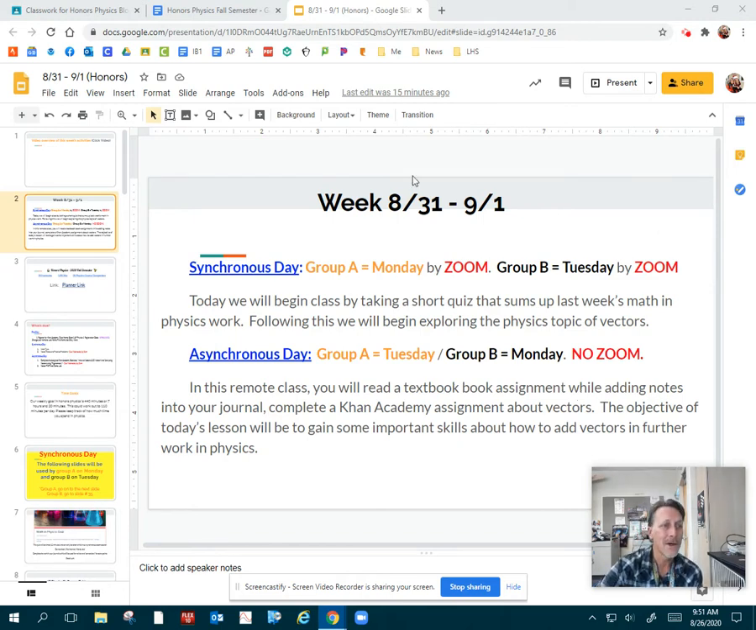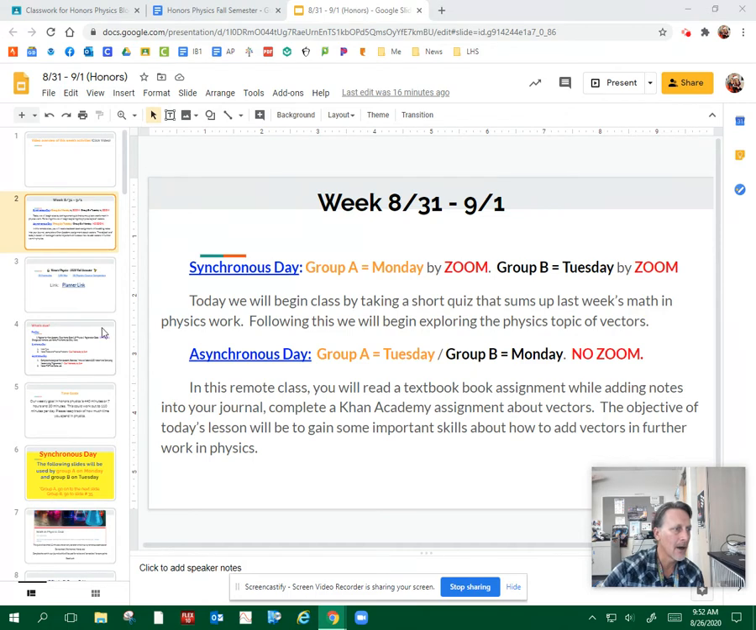Okay, so as far as this week goes, our big topic is going to be vectors, and we're going to spend some time looking at what is a vector, how does it compare to a scalar, and why is it so important for physics. So the synchronous day, which is what I'm going to go over right now, we're actually going to start class with a short math quiz, and that'll be something we do in person, or I should say in Zoom. And then we're going to jump right into our work with vectors.